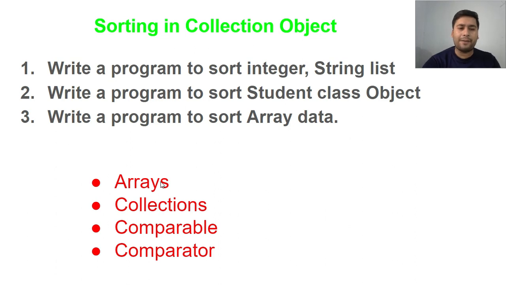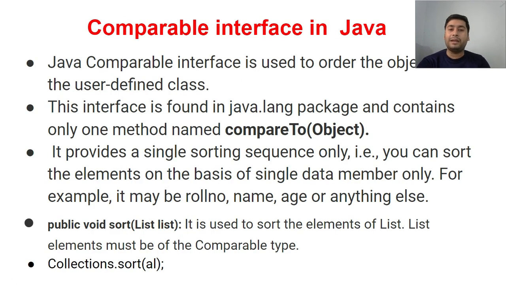In Java we have some classes for collections called Arrays, Collections, Comparable, and Comparator, and these are very important classes. Through them we are going to sort all these collections. We will also learn what Comparable and Comparator are, and how to use them while sorting user-defined objects, which is the student data. We can sort with the help of Comparable and Comparator. This is a very important topic. Next you can see the Comparable interface in Java.